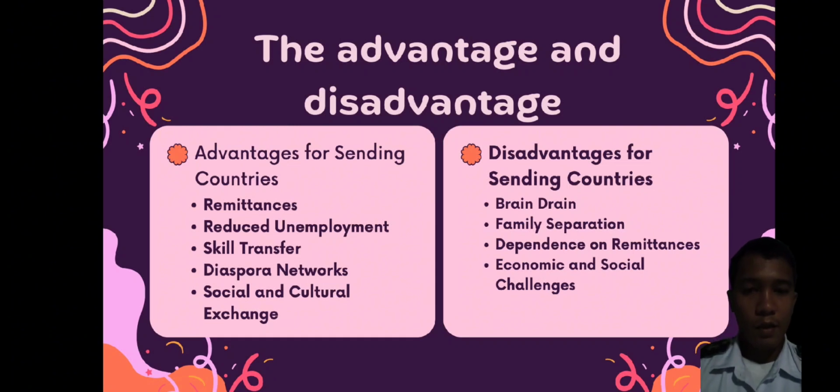Advantages for sending countries. Remittances. Migration allows individuals to find employment and send money back to their home countries. Remittances can provide a significant source of income for families and contribute to economic development in sending countries. Reduced unemployment. Out-migration can alleviate pressure on the labor market in sending countries, potentially reducing unemployment rates, particularly in areas with high emigration.